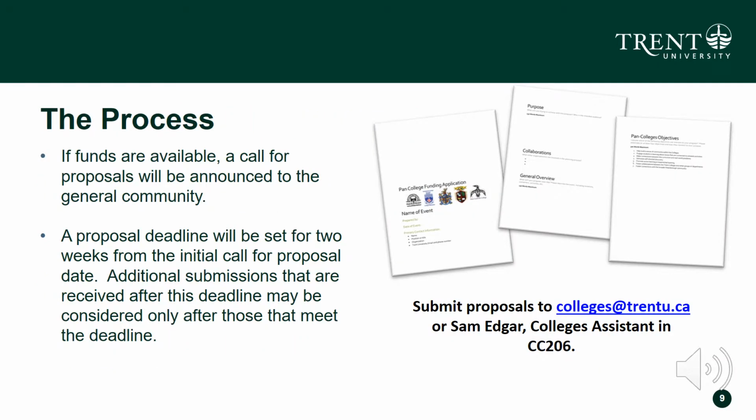Now we're going to talk about the process of how to apply for Penn Colleges funding. If funds are available, a call for proposals will be announced to the Trent community. A proposal deadline will be set twice in the fall semester and once in the winter semester. You must submit your funding proposal before these deadlines, which will be mentioned later on in the presentation. Additional submissions received after each deadline may be considered at the next committee meeting only after those that met the deadline have been approved.